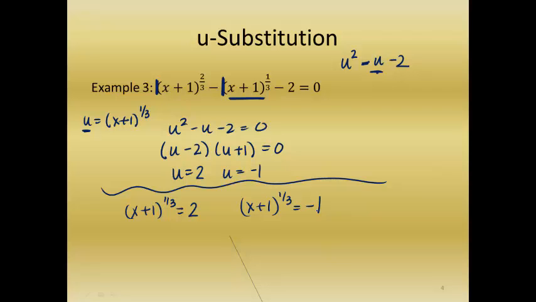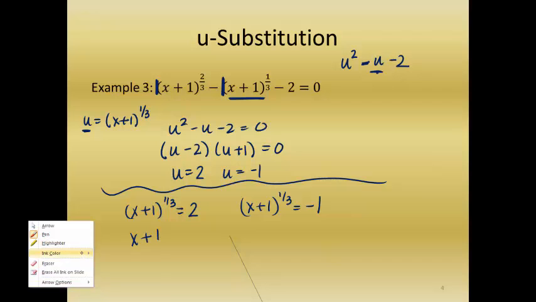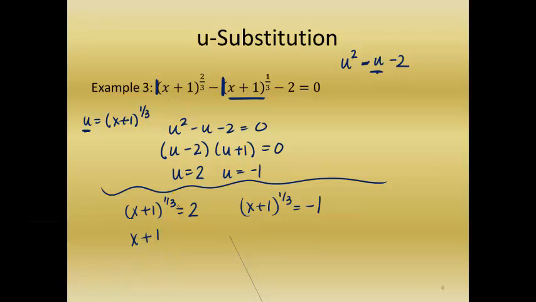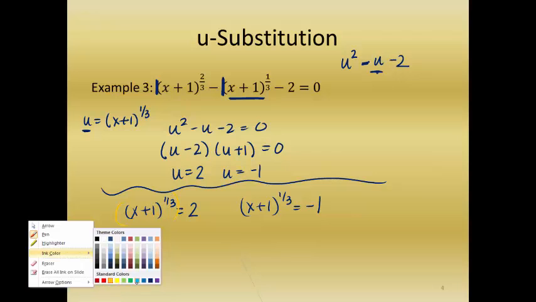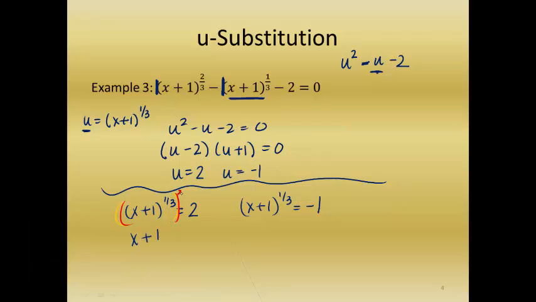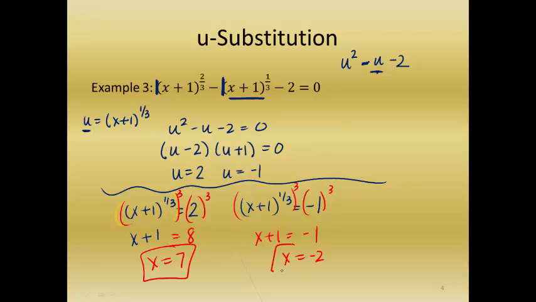Okay, and I'm going to use a strategy at this point that we talked about in the first video, which was to eliminate the radical, or the power here. So I'm going to cube both sides. I'm actually going to change color so you can see that step too. So I'm cubing both sides. So I have x plus 1 equals 8, so x equals 7. On this side, when I cube both sides, I get x plus 1 equals negative 1, so x equals negative 2. And these are my two solutions.